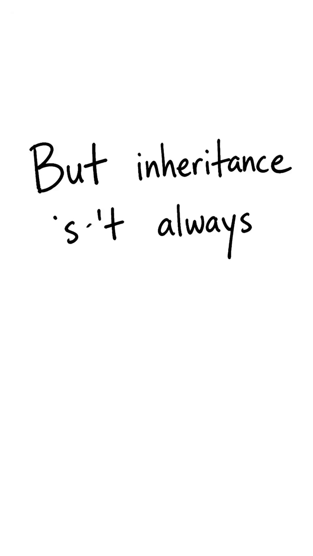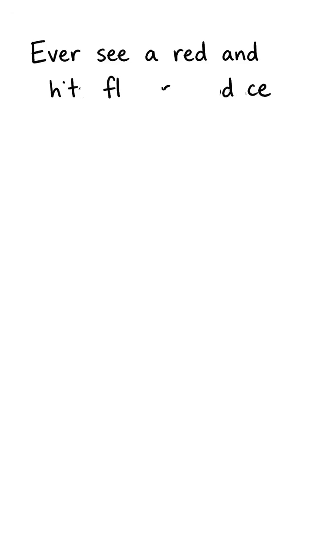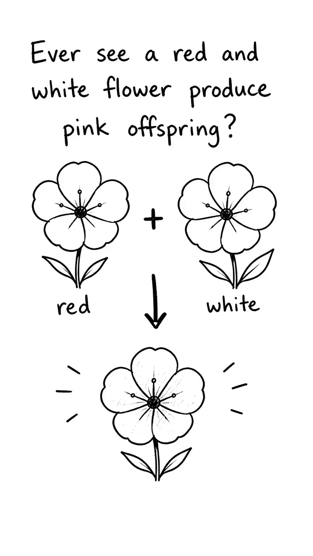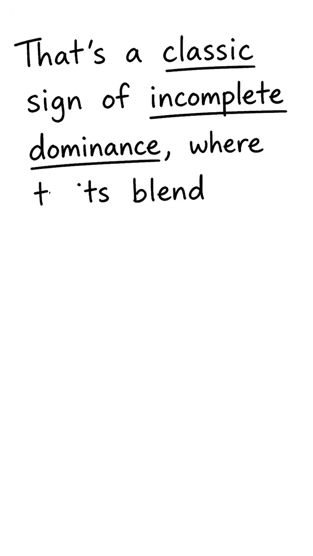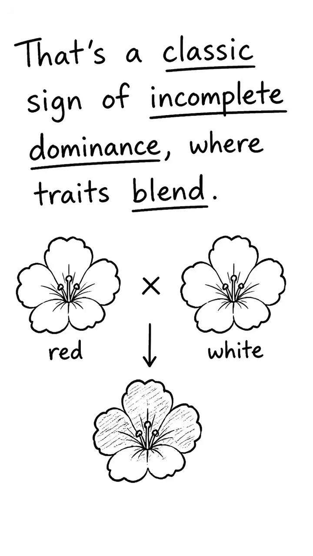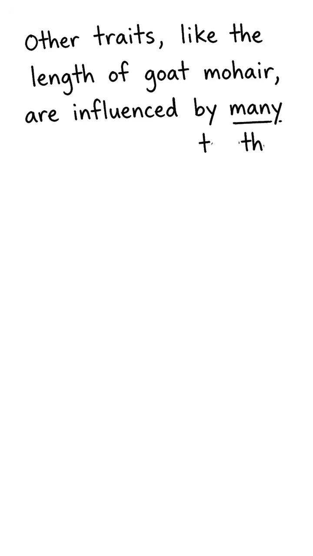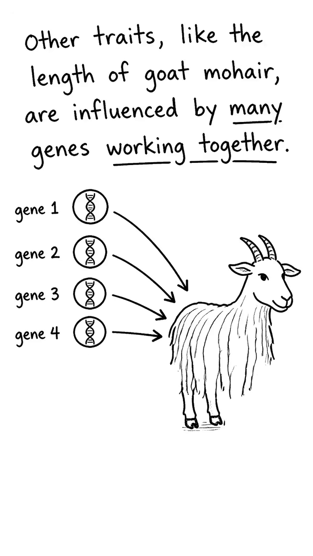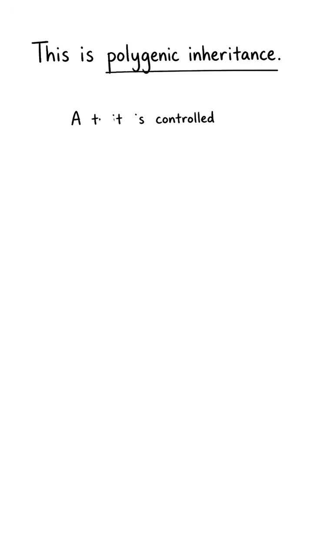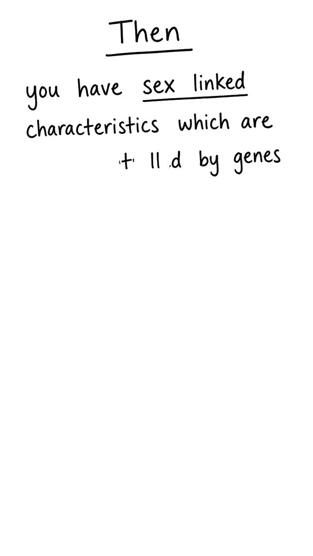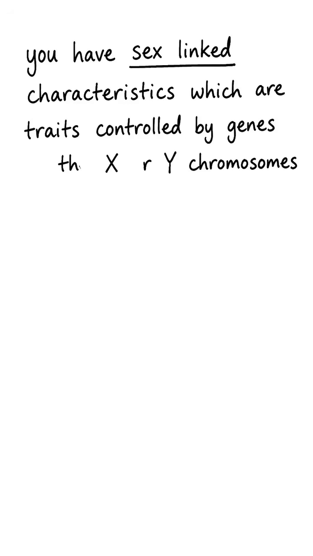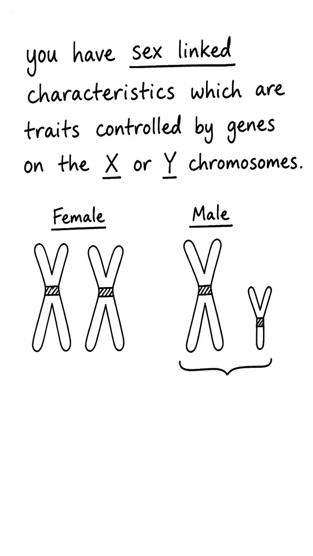But inheritance isn't always that simple. Ever see a red and white flower produce pink offspring? That's a classic sign of incomplete dominance, where traits blend. Other traits, like the length of goat mohair, are influenced by many genes working together. This is polygenic inheritance. Then you have sex-linked characteristics, which are traits controlled by genes on the X or Y chromosomes.